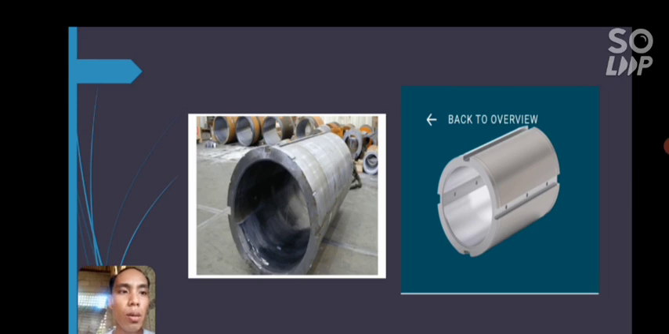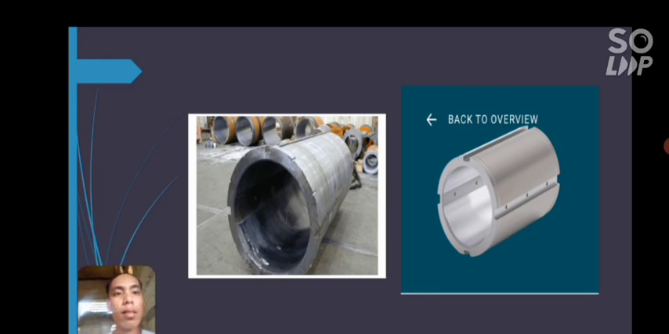So it looks like this, the stern tube bearing. Inside of it, it's connected to the shaft, and between the shaft and the stern tube bearing there is lubricating oil, so that it will avoid friction, so no metal to metal contact.